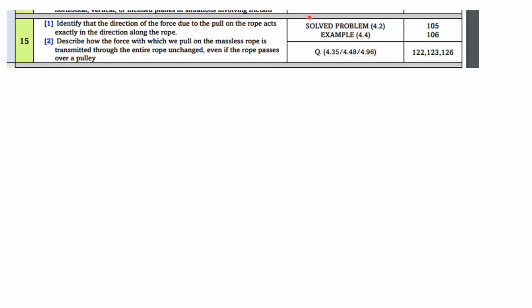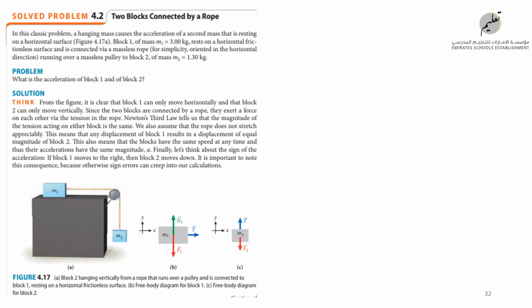Moving on to this question. In this question, we have to identify that the direction of the force due to a pull on a rope acts exactly along the direction of the rope, and describe how the force with which we pull on a massless rope is transmitted through the entire rope unchanged, even if the rope passes over a pulley. There is a famous example here.